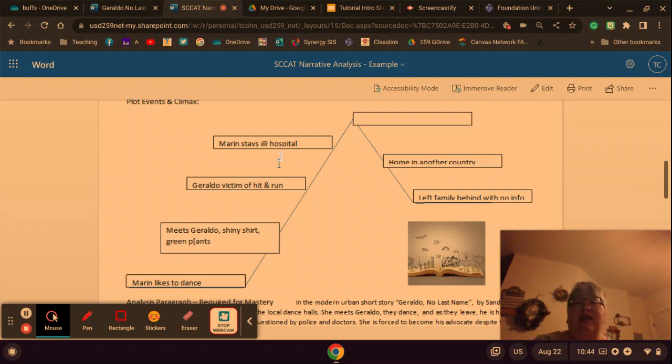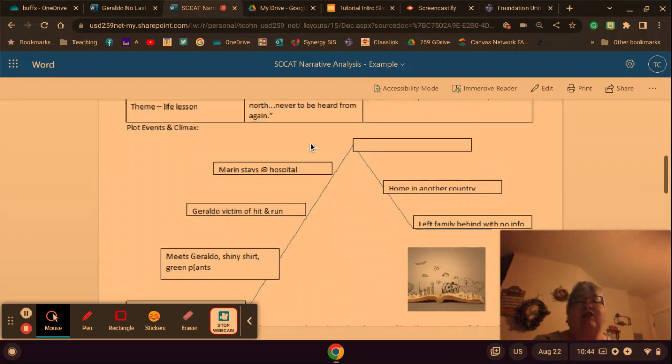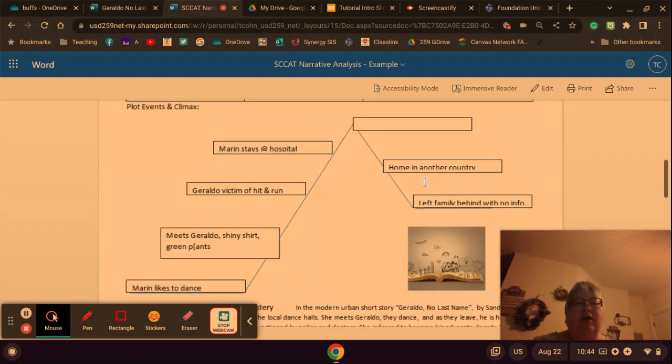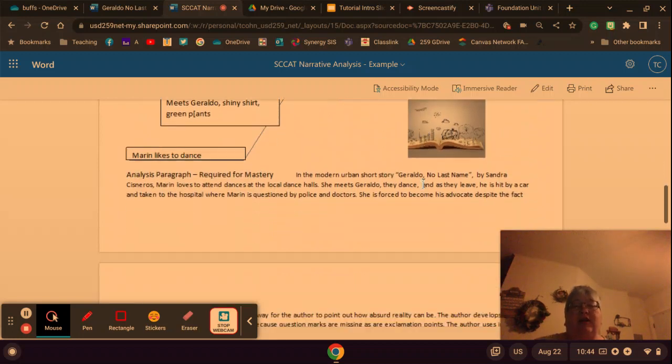But then she stays. She answers all the questions, and then she stays. And this is when she kind of starts to question. Then Geraldo dies, and she blames the understaffed hospital. And it's then after the fact, after Marin goes home, that we learn about Geraldo and how his home is in another country. He sends money home, and he leaves behind a family with no information. All they know is that he disappeared.